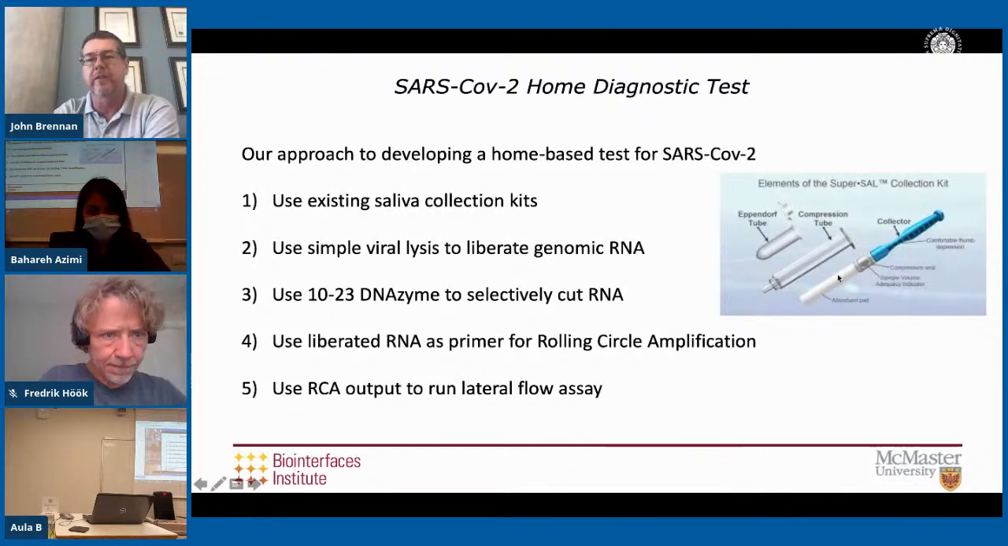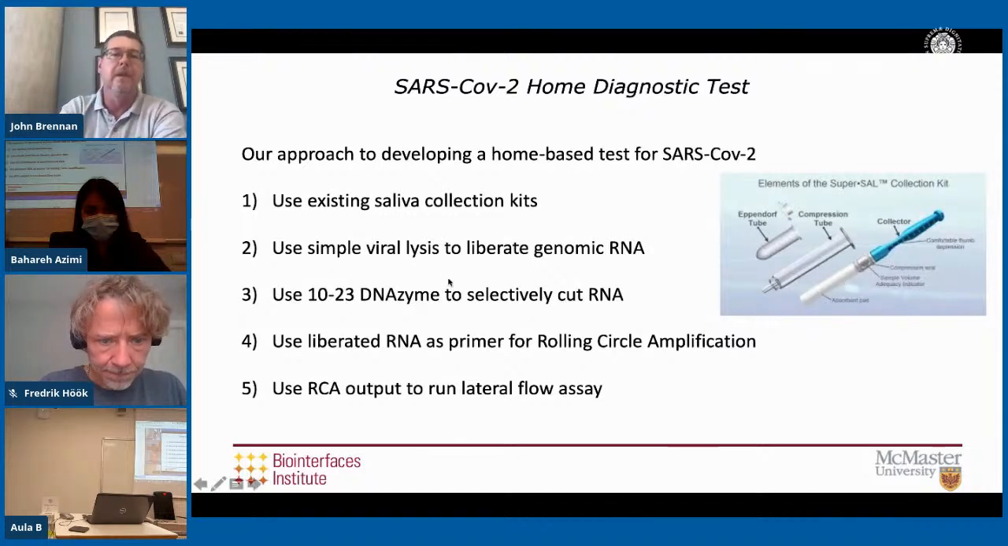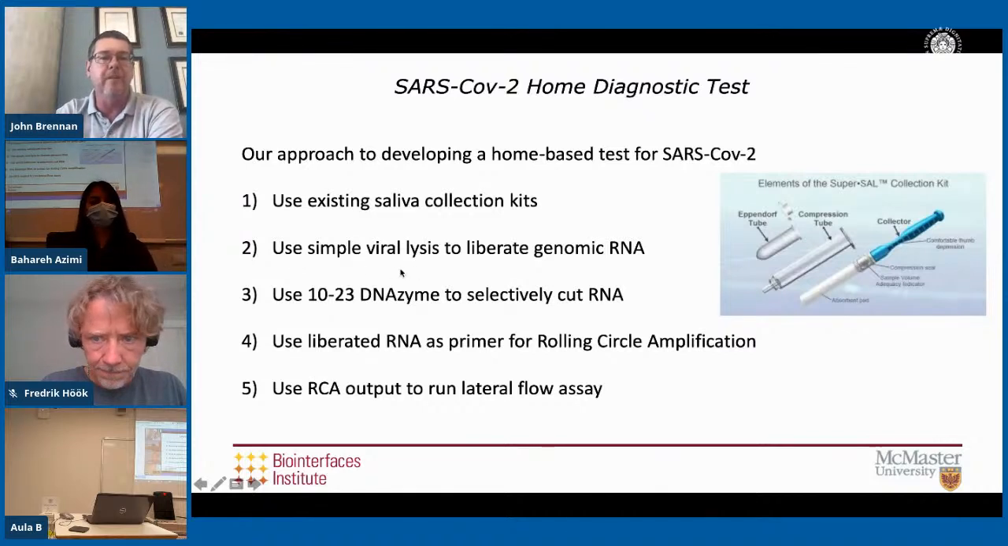So the sponge is a really useful thing because it avoids picking up other things like sputum, et cetera, that you can get if you use drool. And it also gives you a relatively consistent volume. So we then use a very simple viral lysis step, which I can't talk about today because we haven't patented it yet, to liberate the genomic RNA.